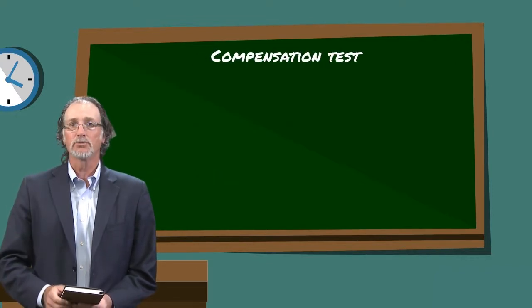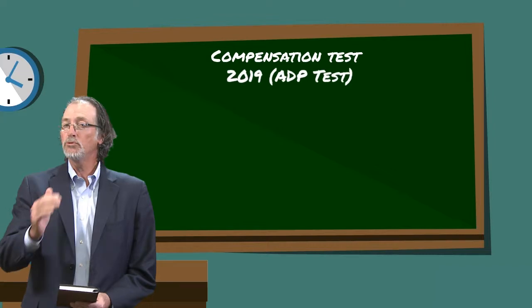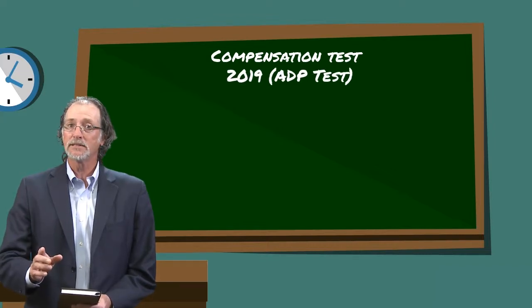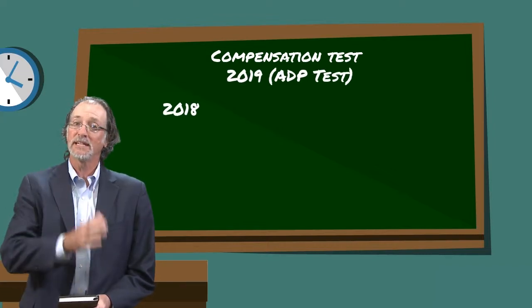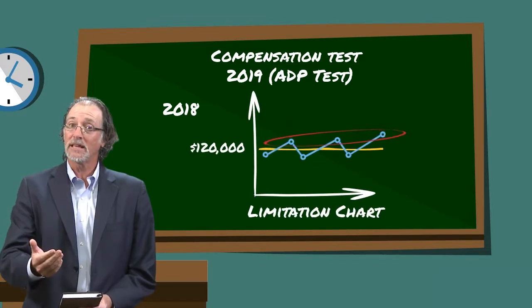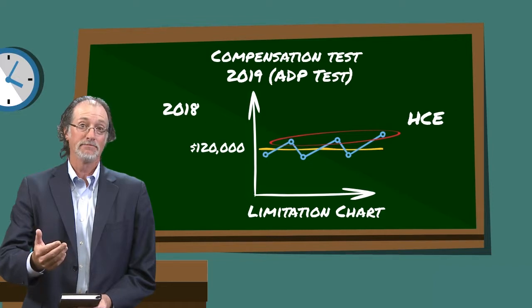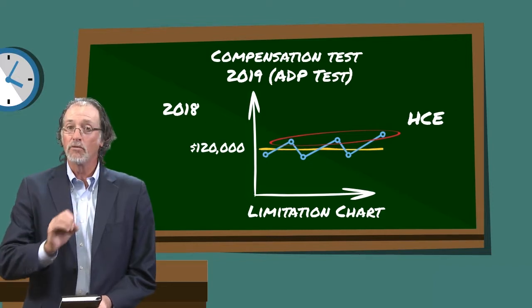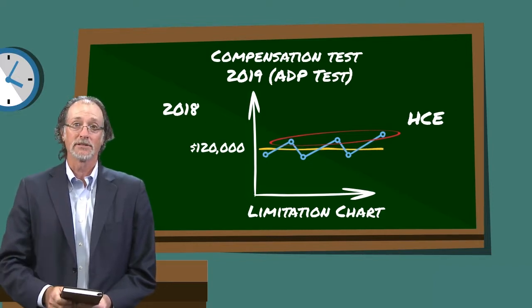The compensation test is relatively straightforward. If we're doing a 2019 ADP test, the compensation test looks at 2018. So if you look at the limitation chart, anybody that makes over $120,000 is considered an HCE. So very simple. Again, it's over $120,000, not $120,000.